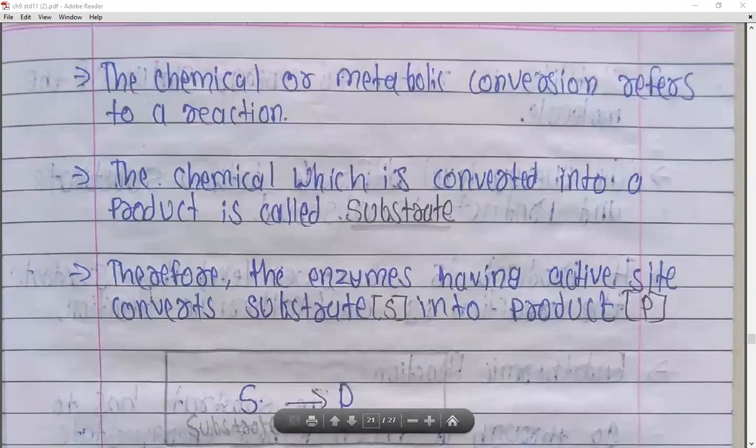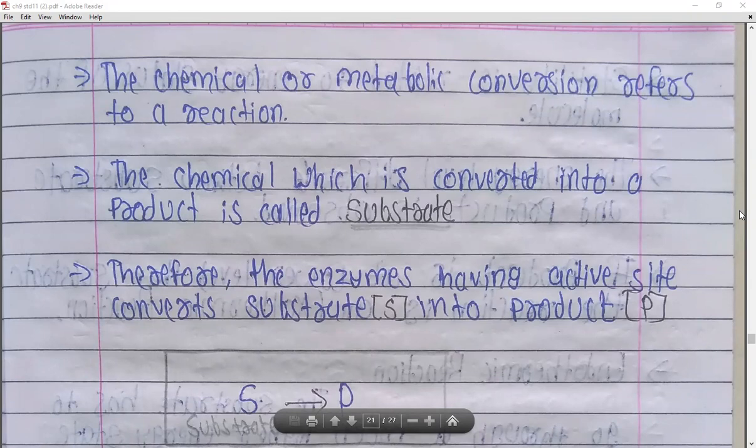So the chemical or metabolic conversion refers to a reaction. Here, when an enzyme works, these two things occur in the reaction. The metabolism as well as the chemical reaction which is taking place is going to occur in the presence of the enzymes.